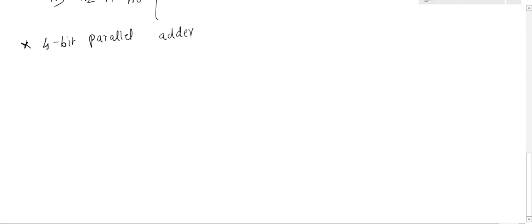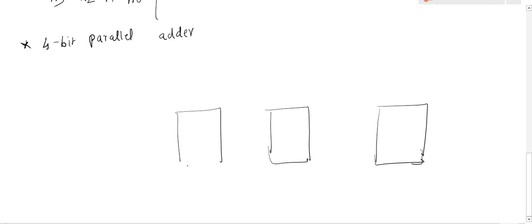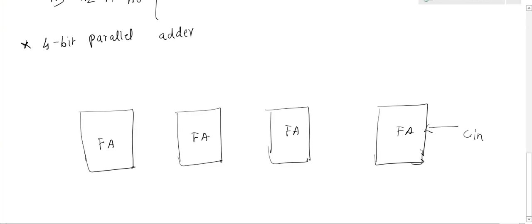For the 4-bit parallel adder, I am going to use 4 full adders. This is the first full adder, this is the second full adder, this is the third full adder and this is the fourth full adder. The input given is a carry input. The first carry input is given to the first full adder, and the inputs given are A0 and B0. The output generated is S0 and the carry out.